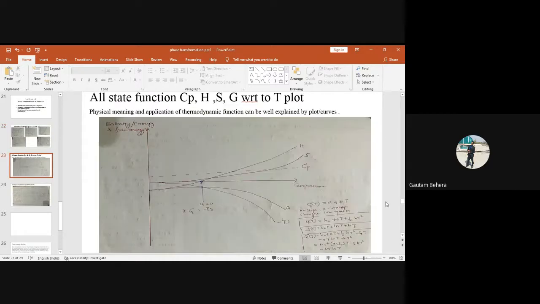Then we'll move to the next curve. We will see why we are using plots, because plots are easy to remember. Instead of writing equations, plots are always easy to remember. If you can remember the plots, you can justify the functions easily. So again, all state functions Cp, H, S, G with respect to temperature. This is the vertical axis, and the horizontal axis is showing the temperature, and the vertical axis is showing all the functions Cp, H, S, G.